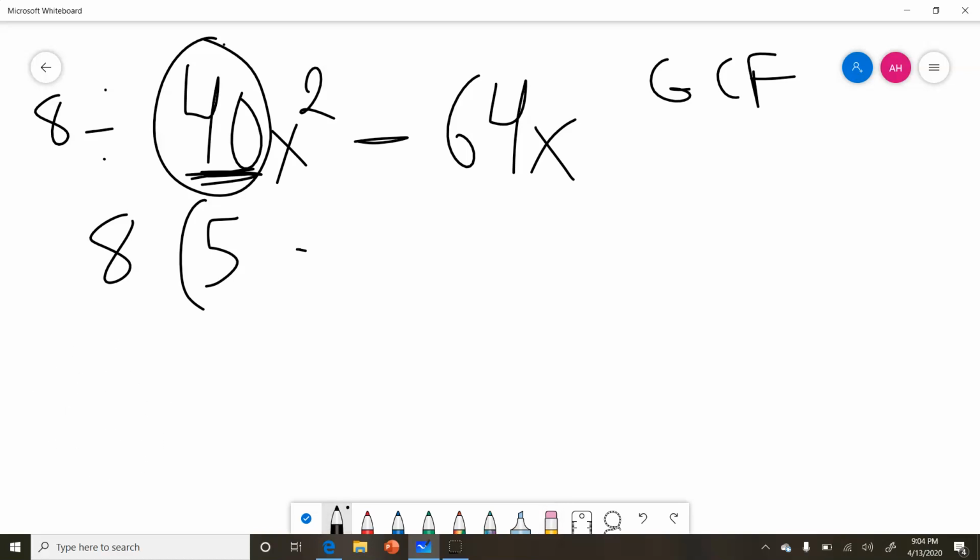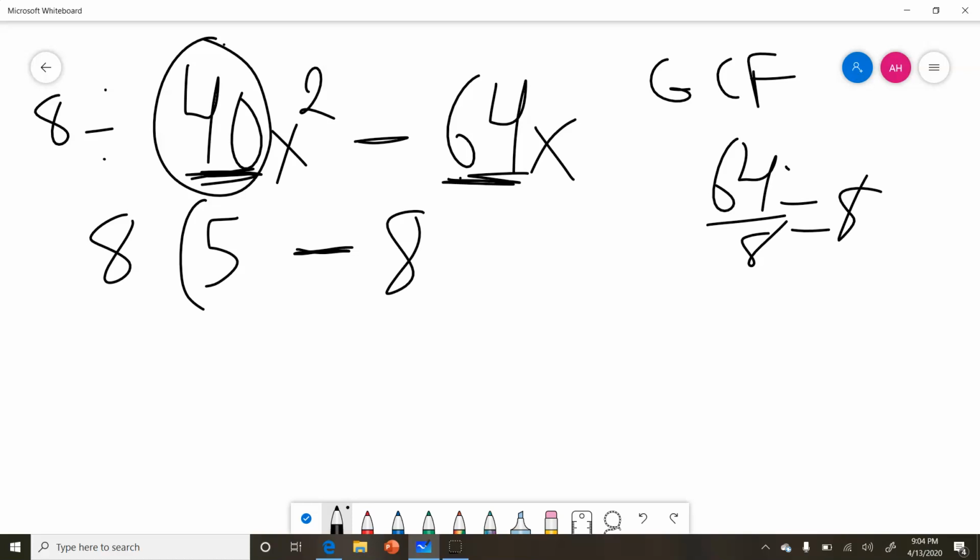Then I leave the minus sign, and I do the same thing. I do 64 divided by 8, and 64 divided by 8 is 8. So I get 8. Okay, now that's fun. I did the factoring, right? I distributed.